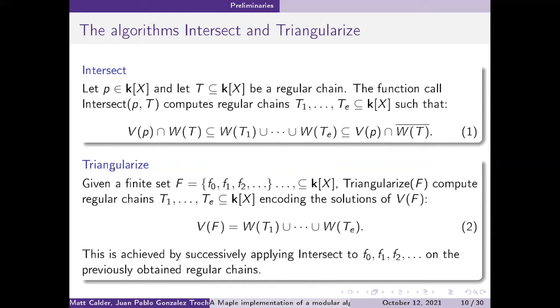The Triangularize algorithm takes a finite set of polynomials F and computes a set of regular chains T sub 1 until T sub E, encoding the solution of the algebraic variety of F. That is, this is equal to the union of the quasi-components of T sub 1 until T sub E. This is achieved by successively applying Intercept to the polynomials in F on the previously obtained regular chains.